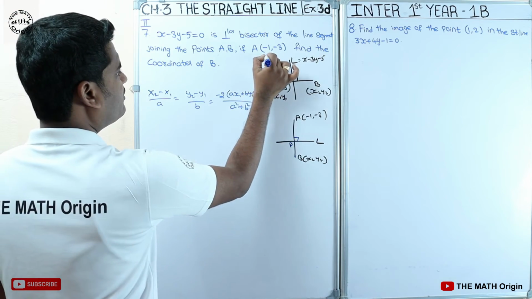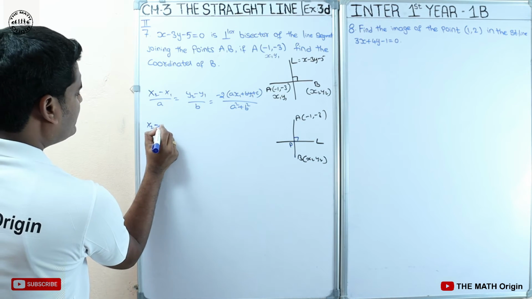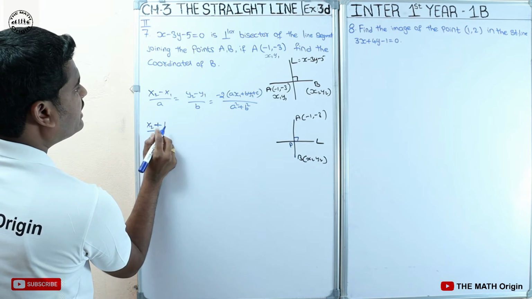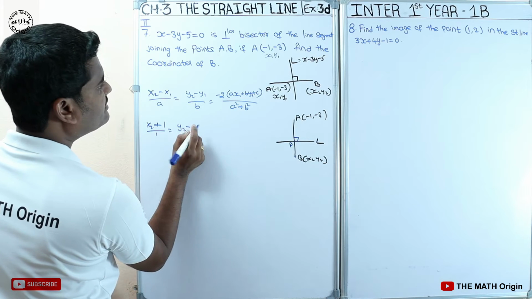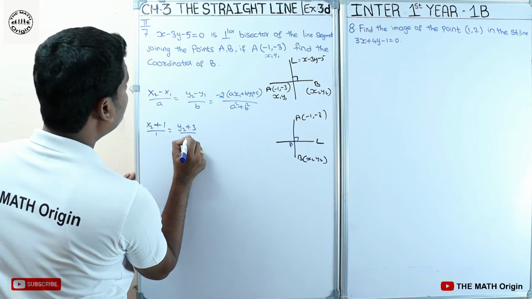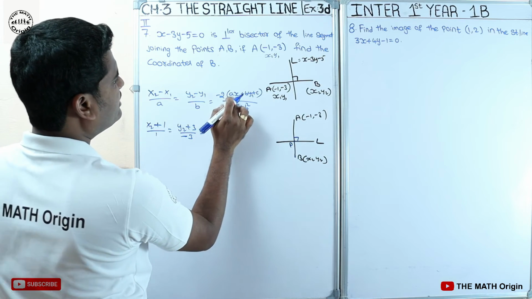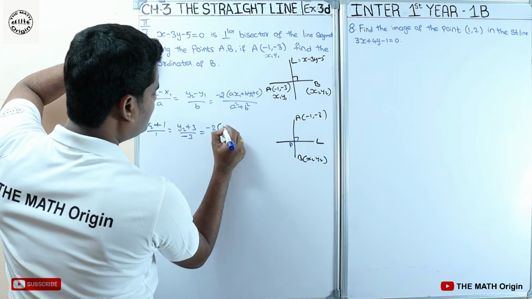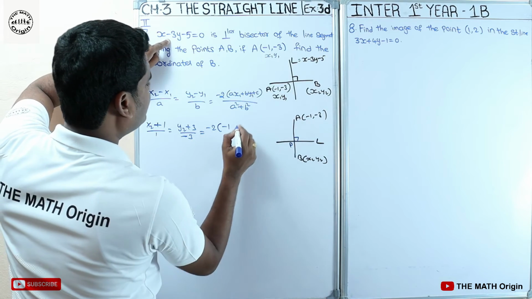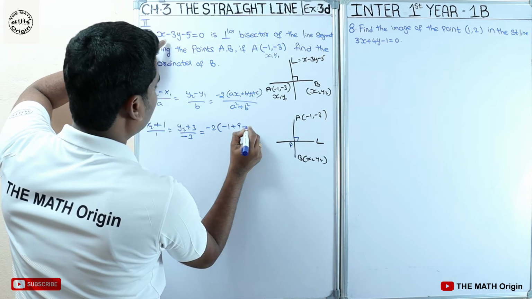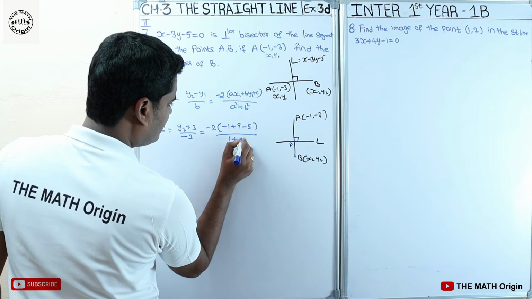Let's put the values in it. Okay, so x2 minus of minus 1 which is plus 1 by a, a is 1, is equals to y2 minus of minus 3, that is plus 3 by b, b is minus 3, is equals to minus 2 into a x1, a into x1, that is 1 into minus 1, plus b y1, minus 3 into minus 3 is plus 9, minus 5, by a square plus b square, 1 plus 9.